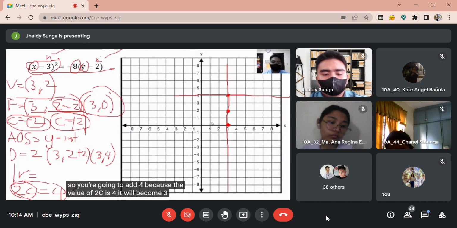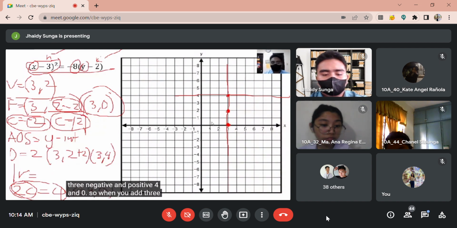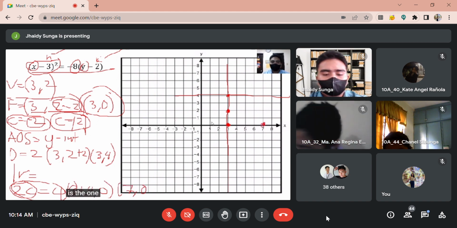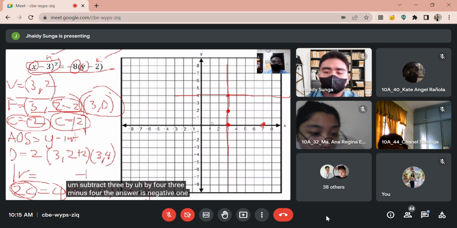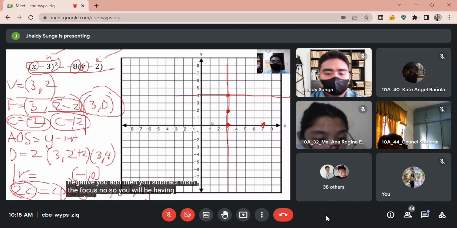It will become 3 plus 4, 3, negative and positive 4, and 0. So when you add 4 to 3, the value is 7. So 7, 0, this is the one. And when you subtract 3 minus 4, the answer is negative 1 and 0. Okay, that's why positive, negative. You add, then you subtract from the focus. So you will have negative 1 and 0.